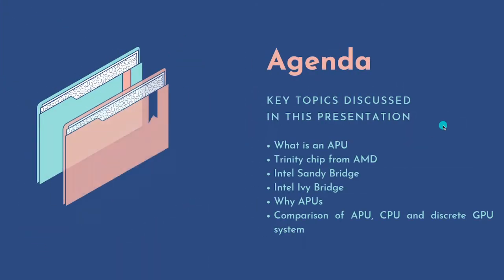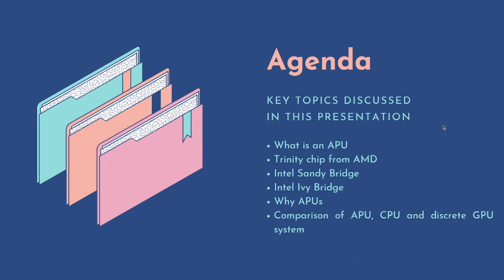So for today's agenda, we're gonna start by explaining what is an APU. We'll take a look at the Trinity chip from AMD, also the Intel Sandy Bridge, the Intel Ivy Bridge, and we're gonna see some of the important reasons why some of us should consider an APU over other processing units. And we'll finish the presentation with a comparison of an APU, a CPU, and a discrete GPU system.